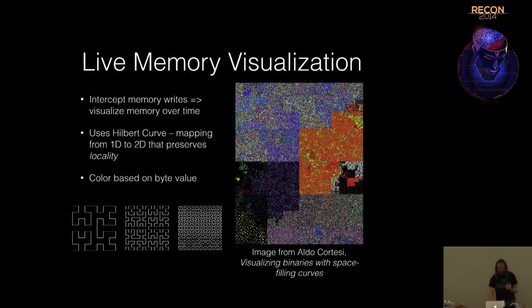If you look in the bottom left, you can see the Hilbert curve at various levels of granularity. Because of the way that it curls and folds in on itself, it's very likely that if you have two things that were originally close by in your one-dimensional space, they're now going to be close together in your two-dimensional space. I got this idea from Aldo Cortese, who did this for binaries. Essentially, you get these cool blocky patterns that are then colored by the byte value at that point.